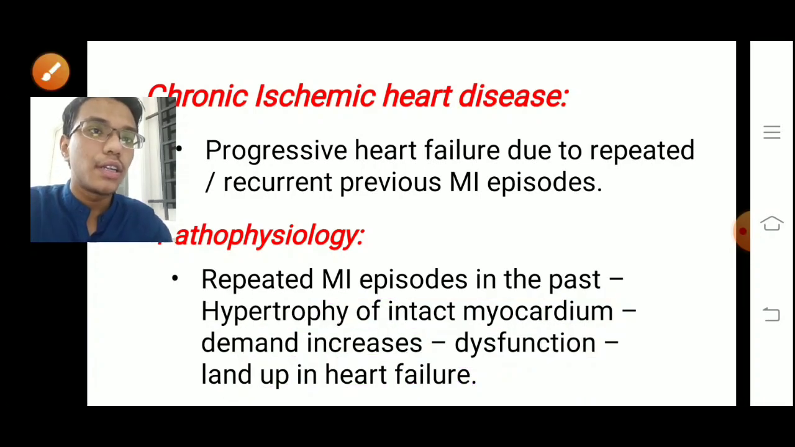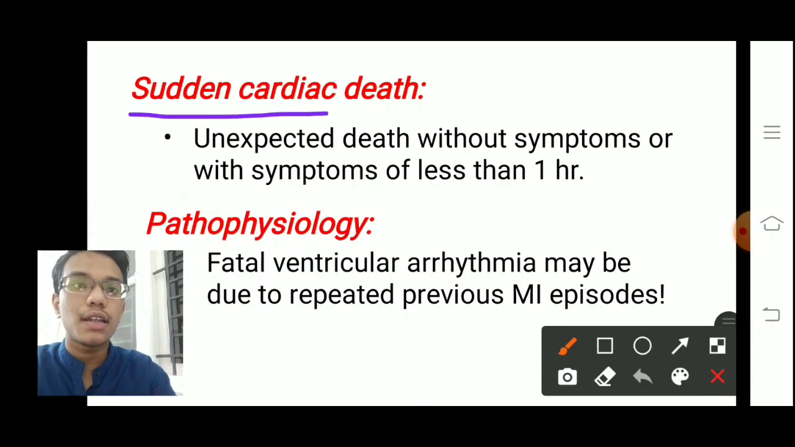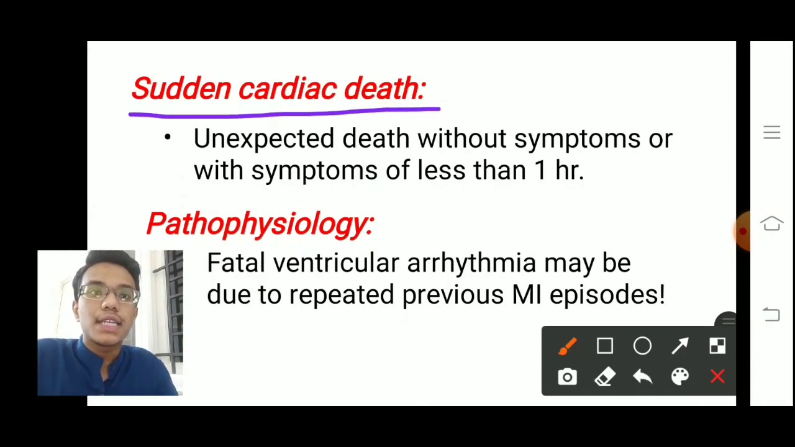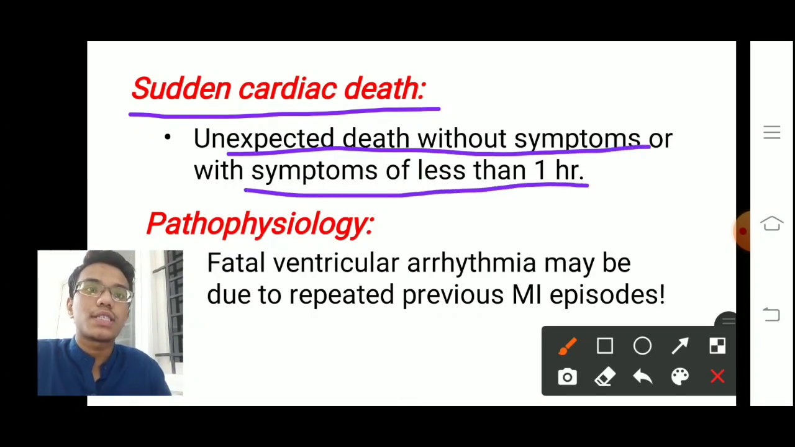Got it? Now coming to our last and final topic of ischemic heart disease, which is sudden cardiac death. What happens in this? It is an unexpected death without symptoms or with symptoms of less than 1 hour. What does it mean? Suppose a patient is suffering from silent MI. One day he is sleeping at night, and in the middle of the night he may develop sudden cardiac death and expire. In the morning when his relatives try to wake him up, he may not wake up. He has already passed away. So it can occur like that, unexpected death without symptoms.